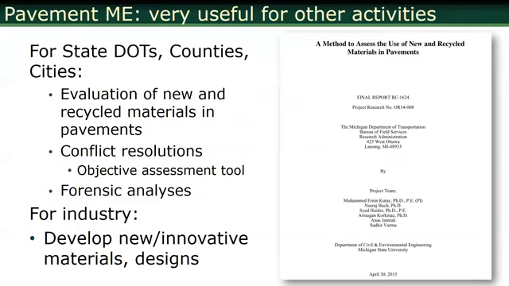So I'd like to show one of the reports that we've written for MDOT. There was a study that we've done, in which we developed a method to assess new and recycled materials in pavements. In this project, what we did was, if somebody proposes to MDOT, okay, I have this brand new material that I'd like to use in pavements. It's a beautiful material. It will perform better than any other. How would MDOT make a decision on whether to try it or not? So we actually came up with a procedure for that.